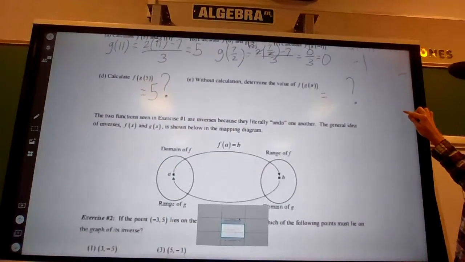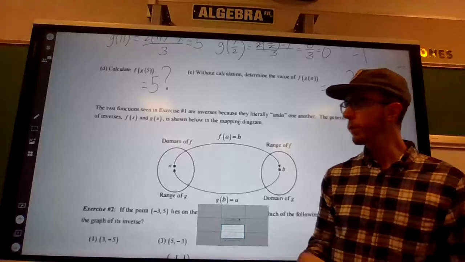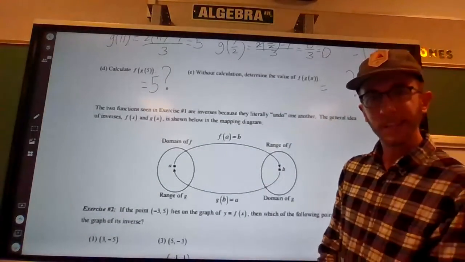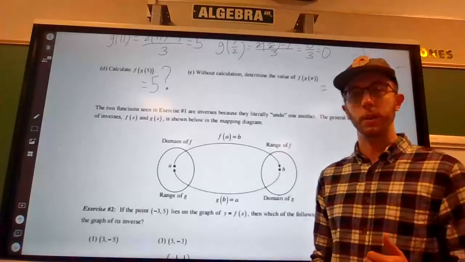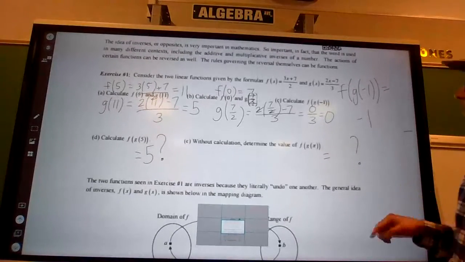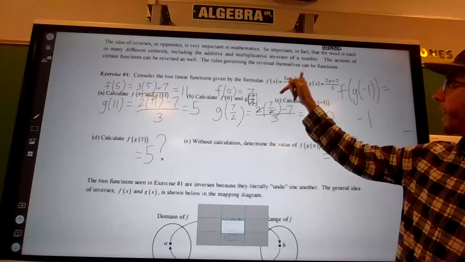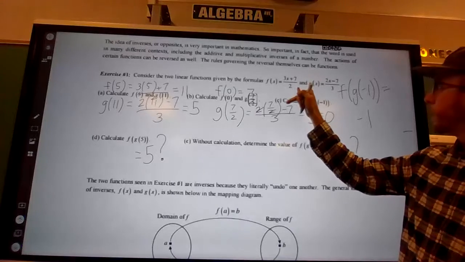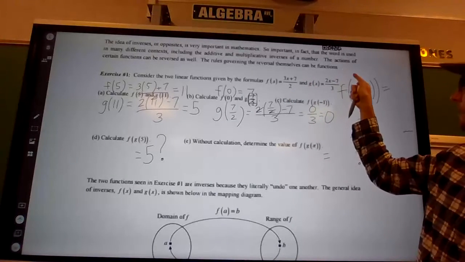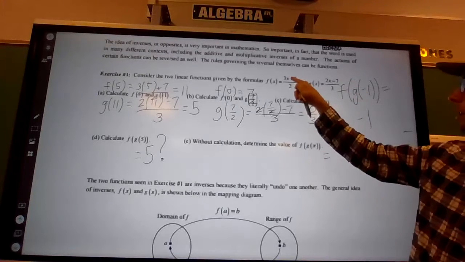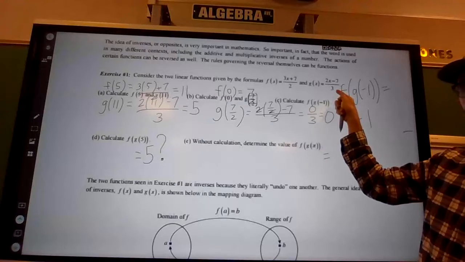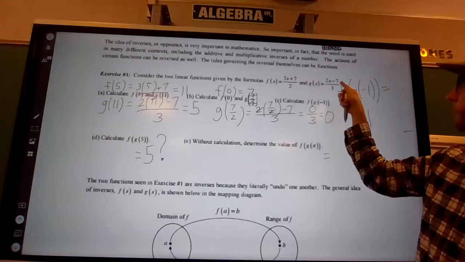All right, moving on down here. The two functions seen in exercise 1 are inverses because they literally undo one another. Right? They undo one another. Looking at those formulas again, 3 times x plus 7 over 2. Well, then what's happening over here? 2 times x minus 7 over 3. So here we were multiplying by 3. Here we're ultimately dividing by 3. Here we add 7. Here we subtract 7.